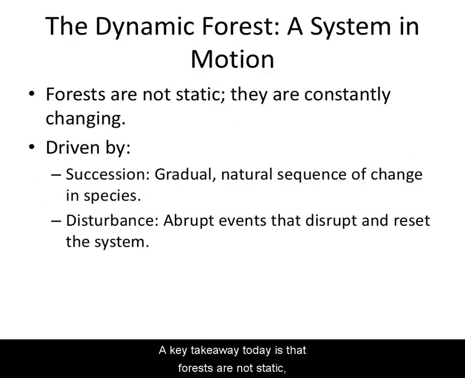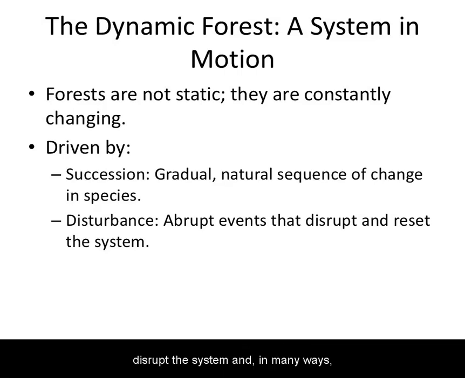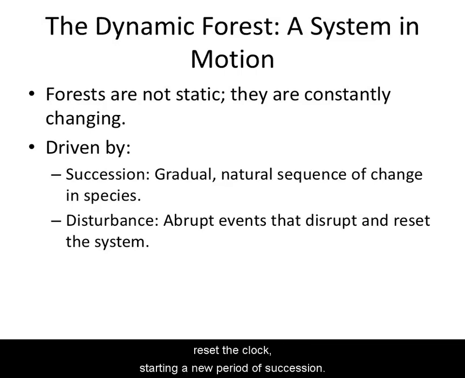A key takeaway today is that forests are not static, unchanging places. They are constantly in motion. This change is driven by two powerful concepts. First is succession, which you can see as this gradual upward curve, the natural, predictable change in species over time. The second is disturbance, represented by these sharp drops. Abrupt events that disrupt the system and, in many ways, reset the clock, starting a new period of succession.